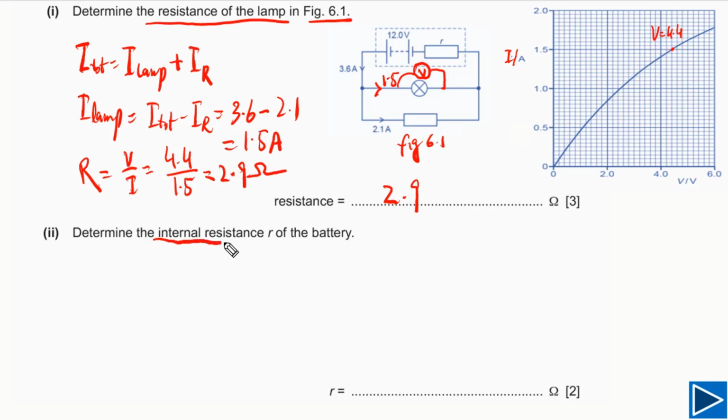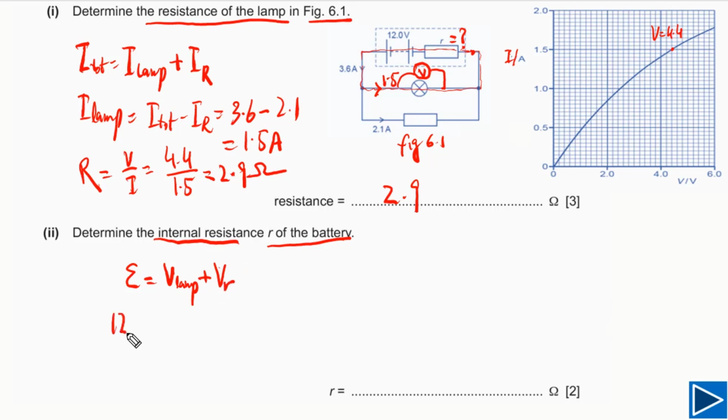The second part is asking us to calculate the internal resistance r of the battery. Means we need to find the value of this resistance. For this one, we can consider this loop, and we can use Kirchhoff's second law. One thing we need to understand is that the EMF of the power supply will be equal to the voltage across the lamp, means the potential difference across the lamp, plus the potential difference across this resistor, the internal resistance r.